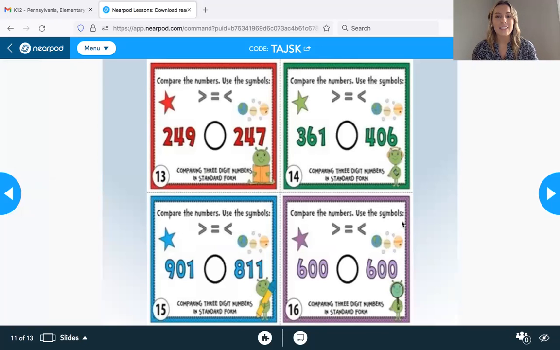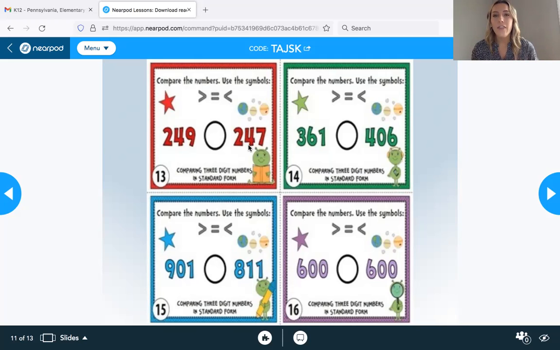Awesome. So let's do some practice together. You're going to watch me, and then you'll do some with a partner, and then you're going to do some on your own. Okay, so we have the numbers 249 and 247. We're going to compare the numbers and use the symbols. This is where you're going to get your number cards out. And you're going to show me in your screen, what card should I use? What card do you think I should use to compare these two numbers?